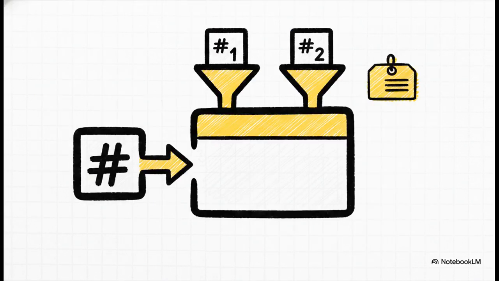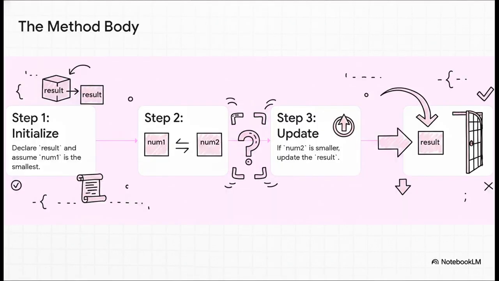Now for the rest of that signature, the int right before the name is super important. It tells us this is a giver method that's going to return an integer. The name itself is min, and hey, pro tip, always choose clear descriptive names. And inside those parentheses are the parameters, the two pieces of information, num1 and num2, that this method needs to do its job.